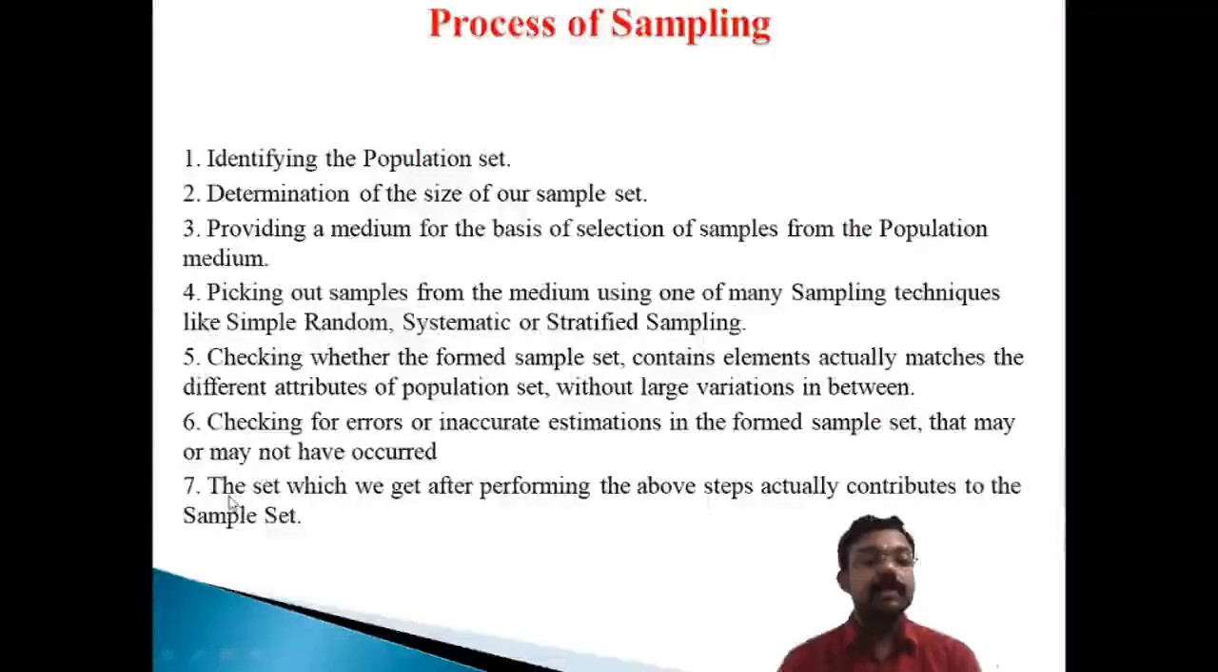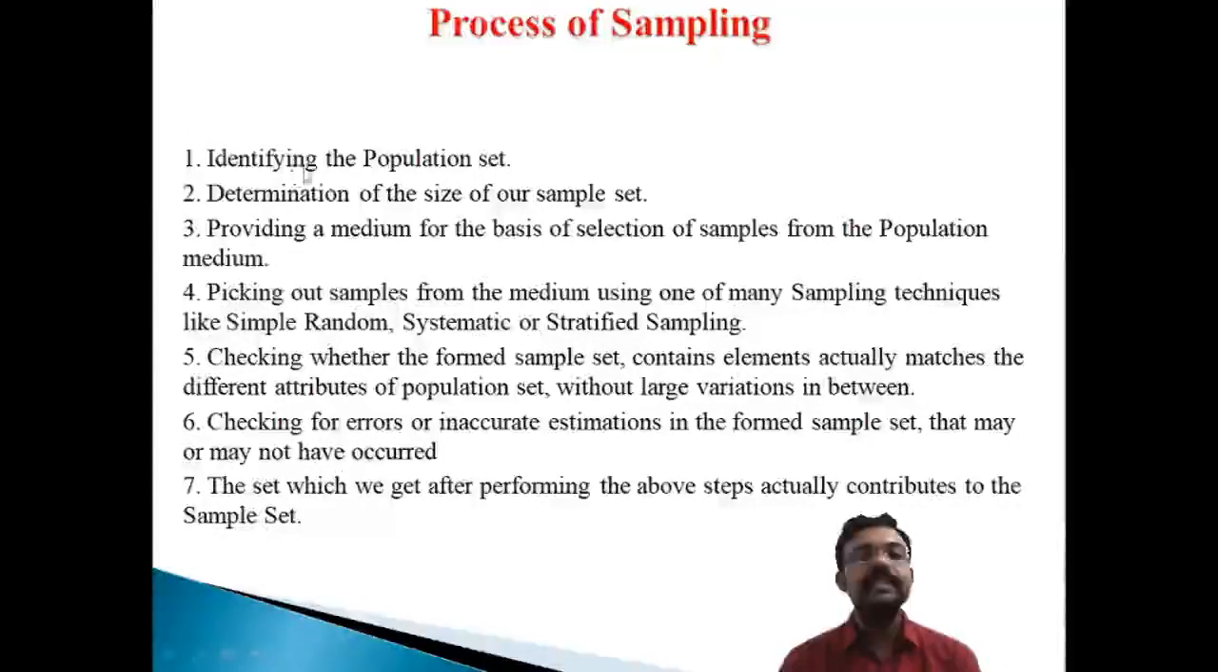And the last step: the set we get after performing the above steps actually contributes to the sample set. That means you are performing the above steps, which contribute to the sample set. That means it is the decision of the investigator, the decision of the research. And these are the 7 important steps regarding the process of sampling.